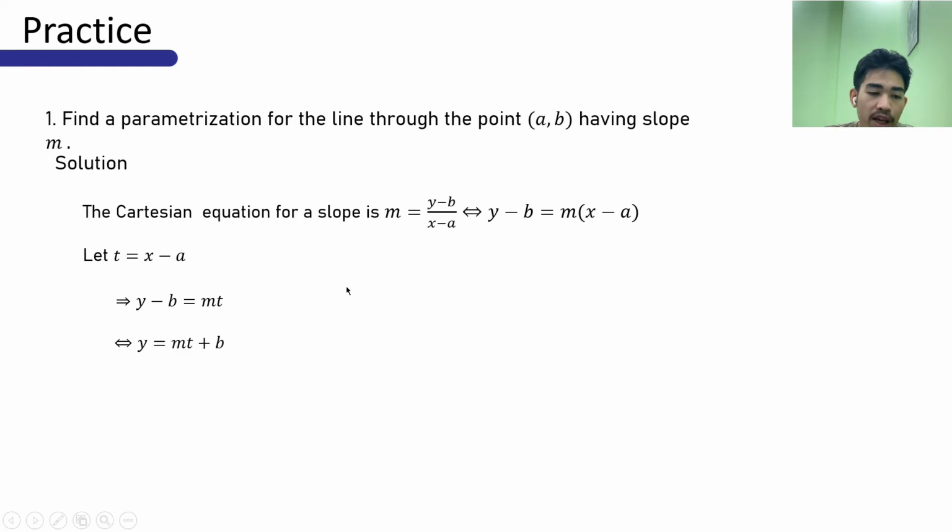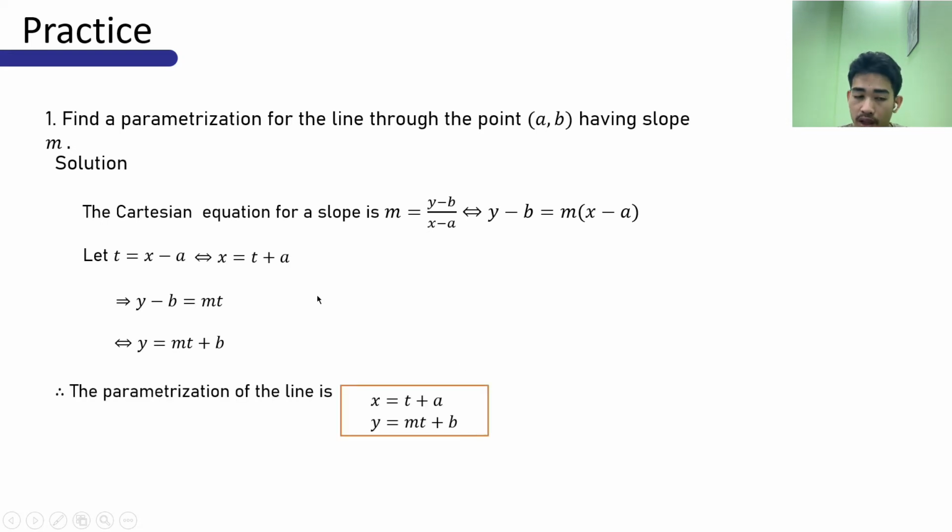So now that we have that, we can solve for y, and y would be equal to mt plus b. We can solve for x, and this is the parameterization of the line.